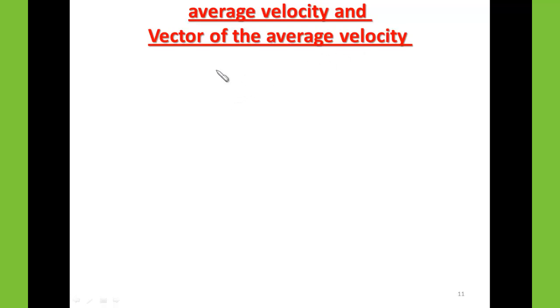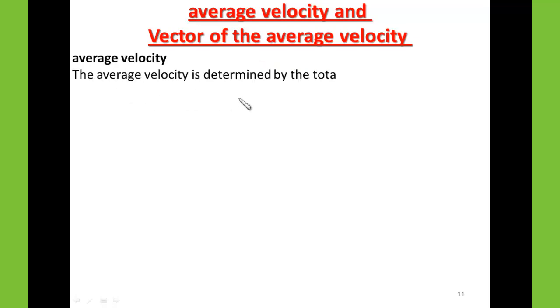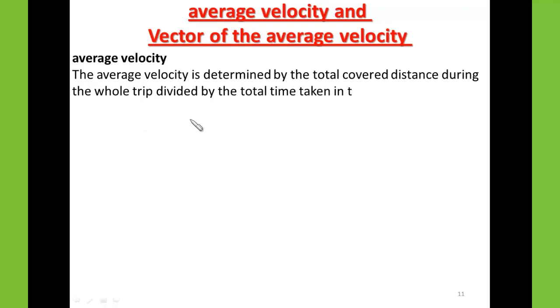Average velocity and vector of the average velocity. Definition: average velocity. The average velocity is determined by the total covered distance during the whole trip divided by the total time taken in this trip. Total distance over total time equals average velocity.